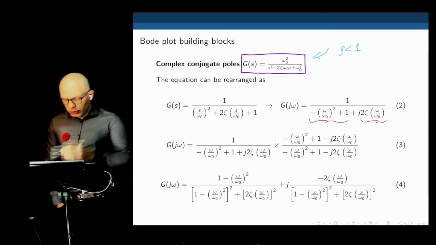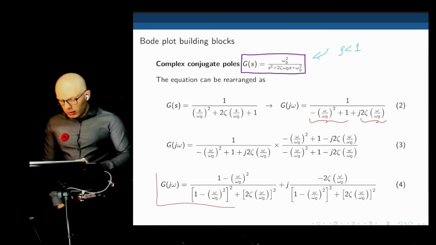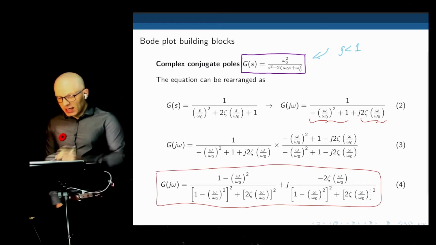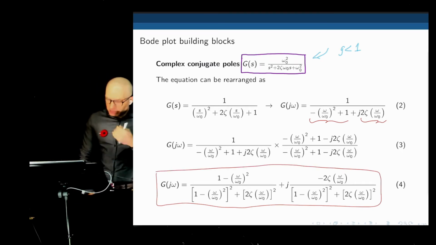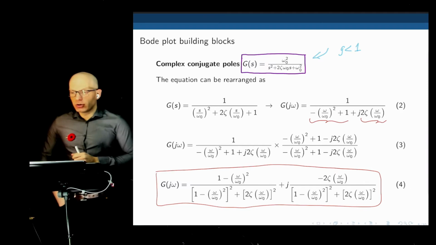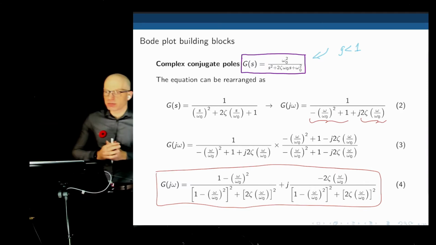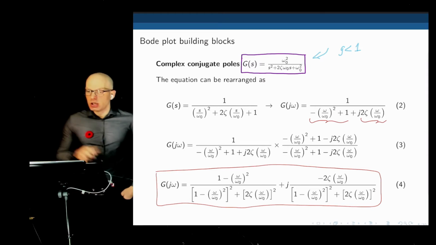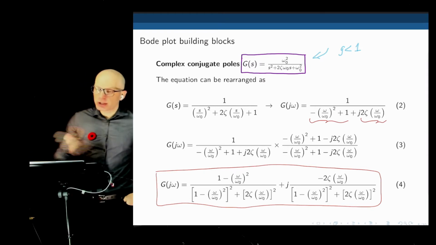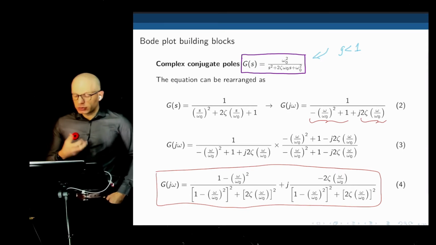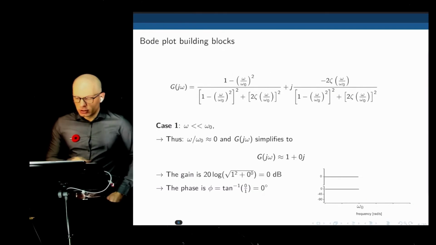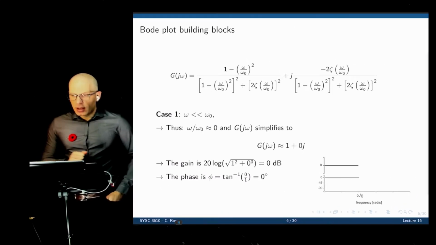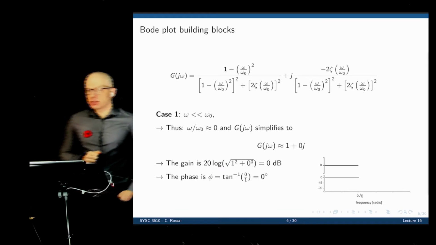And now in equation 4, we can follow the steps later. In equation 4, we have the same expression we started with, but now we highlight the real and the imaginary part. The first term is the real part, the second term is the imaginary part. If you want to calculate the magnitude of this transfer function, just take the square root of the real part squared plus the imaginary part squared. If you want to calculate the phase, take the arctangent of the imaginary divided by the real. And that's precisely what we're going to do. But let's do this in steps.